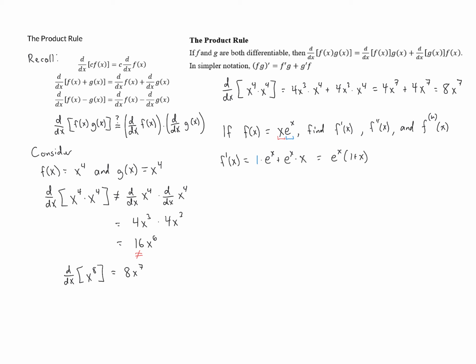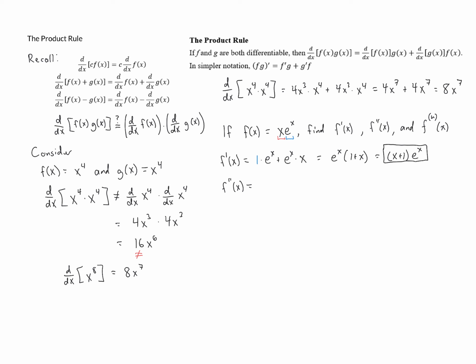But just to make it look a little nicer, I'm going to actually put x plus 1 out front and e to the x there. These answers are equivalent, but I think this looks a little bit nicer, and you'll see why as we continue. So that's the first derivative. We then want to find the second derivative. So we need to differentiate what we just got.